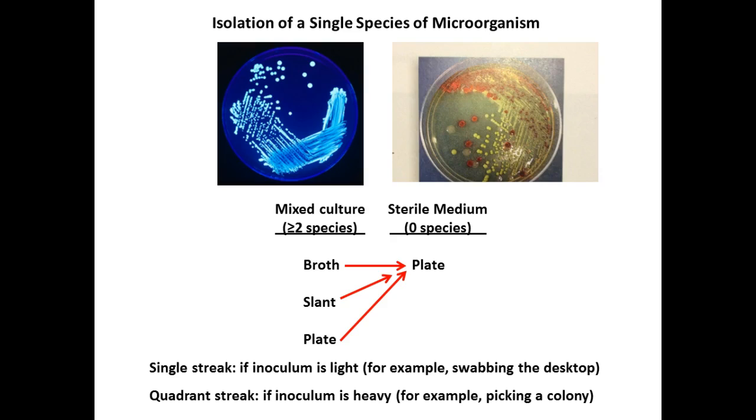But if you have a heavy inoculum, which is what we're starting with today, a lot of microorganisms, or picking a colony, that's a lot of organisms. That's like 1 billion bacteria in one of those colonies. You'll use this streak plate method that we're going to teach you how to do today.